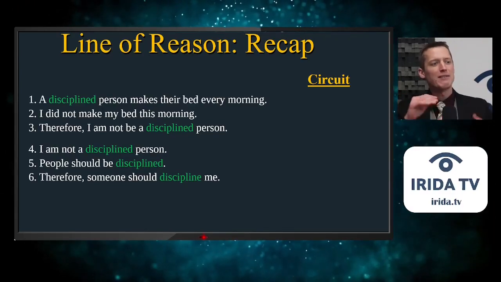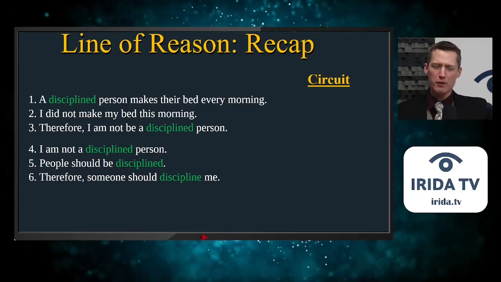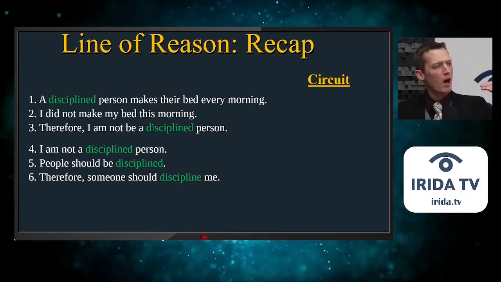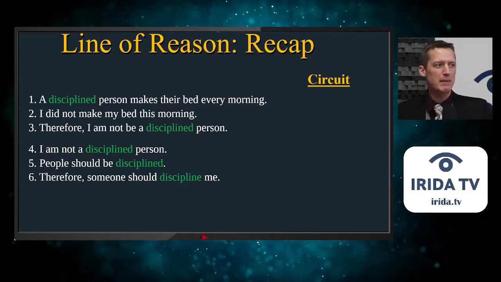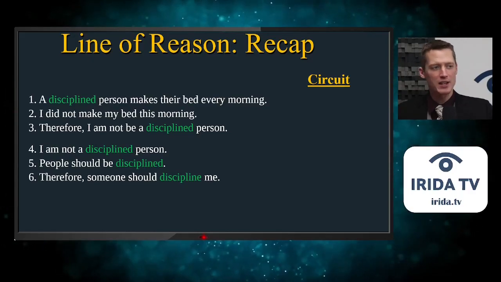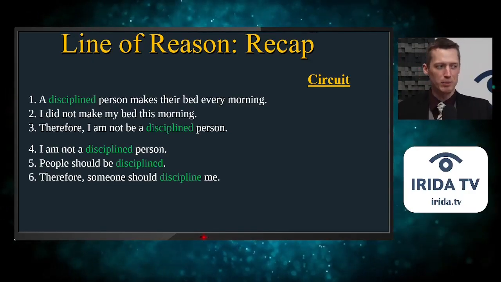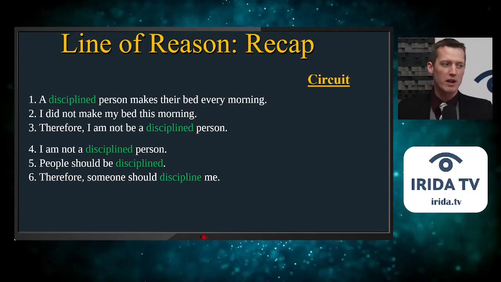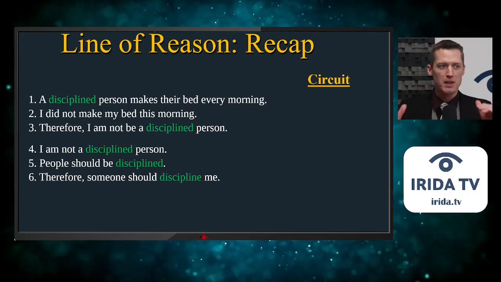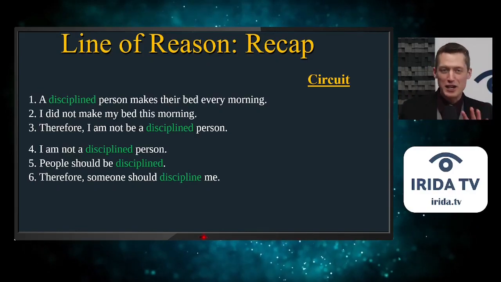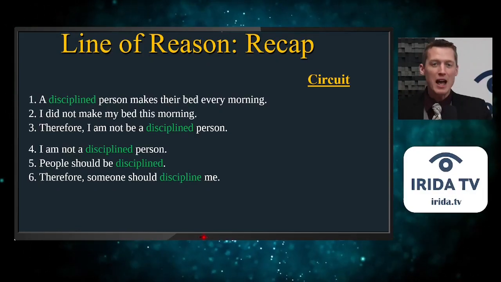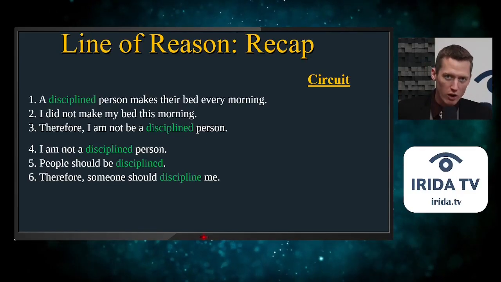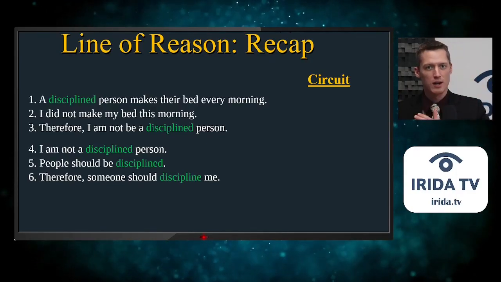So, I gave this example of two syllogisms here. A disciplined person makes their bed every morning. I did not make my bed this morning, therefore I am not a disciplined person. People should be disciplined, therefore someone should discipline me. Now, to the uninitiated, this makes sense. This checks out from a logical, syllogistic perspective.